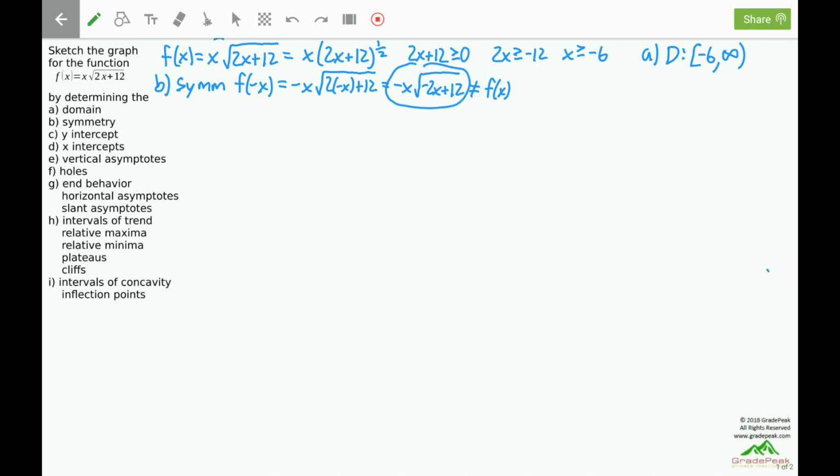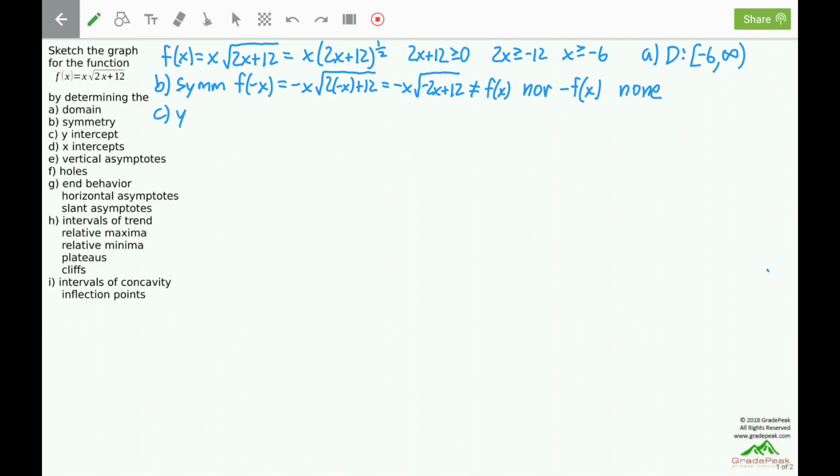And comparing it to the original, there is a negative out front, so it looks like it might have a chance of being the negative of the original, but once again, inside of the root, the 2x term has the opposite sign, while the 12 term has the same sign. And so this also does not equal the negative of f of x, and it will not have origin or odd symmetry either. So for symmetry, it has none.